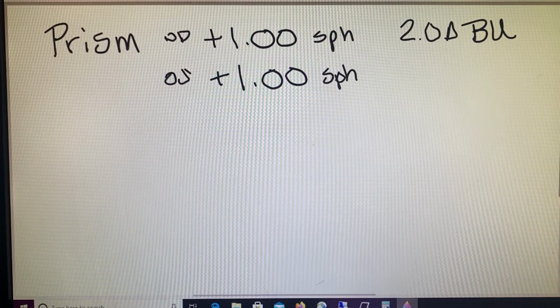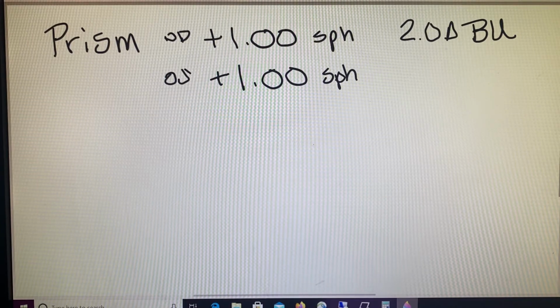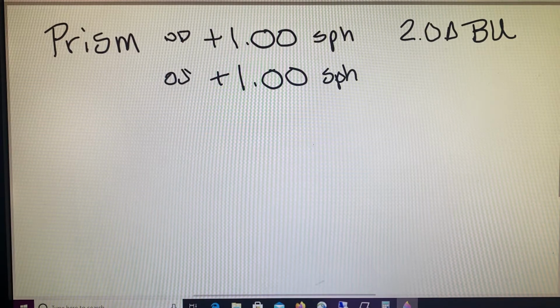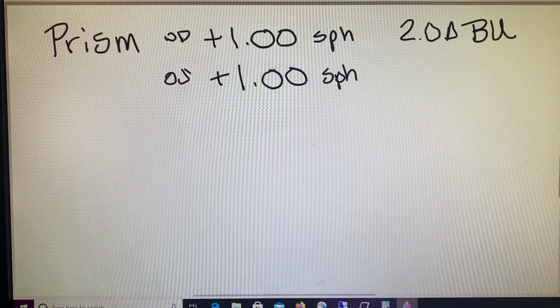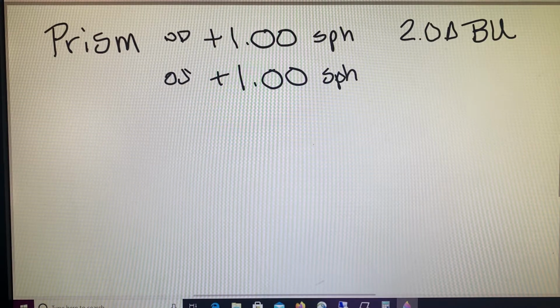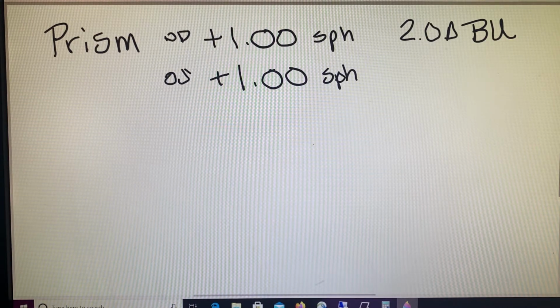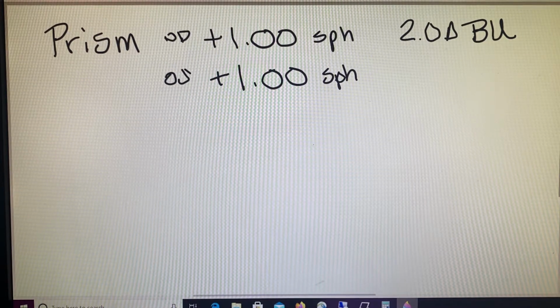We're looking at the example in the middle of the page, and basically they're showing us a right eye with a +1, a left eye with a +1 sphere, and the doctor has prescribed 2 diopters of base up Prism for this particular patient's right eye. Now, in reality, the lab would not make all of this Prism in the one lens.